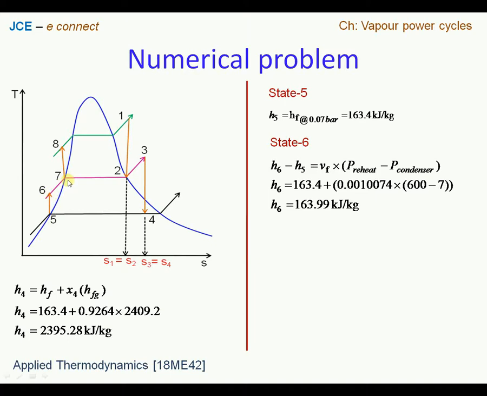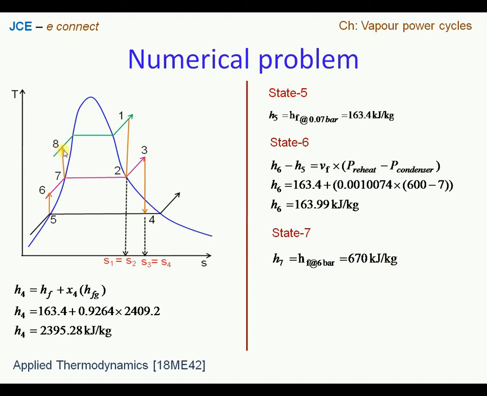Now let us look at enthalpy at state point 7. State point 7 is existing at a reheat pressure, that is 6 bar, and it is on a saturated liquid point. Therefore the HF value will give us directly at 6 bar the enthalpy for H7. So we have 670 kilojoule per kg.